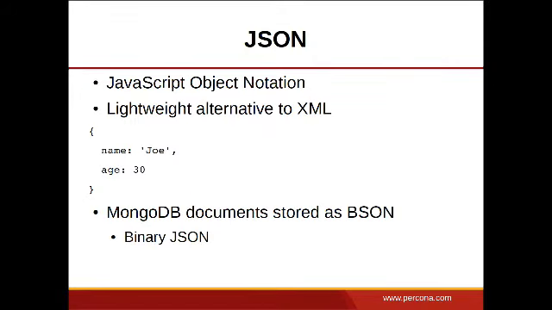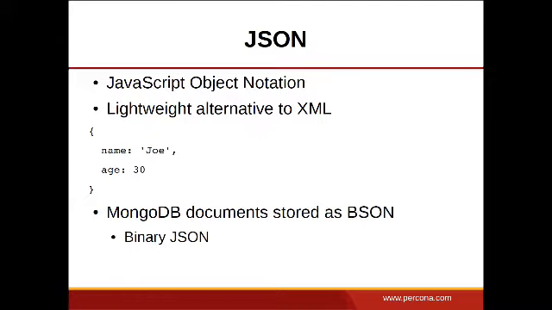Okay, JSON. So I guess most of you know what JSON is. It's a lightweight alternative to XML. It's very important in MongoDB because all the documents are JSON documents, and internally they are stored as BSON, which is binary JSON. One good thing with JSON is that it's a format that is really easy to work with for developers.